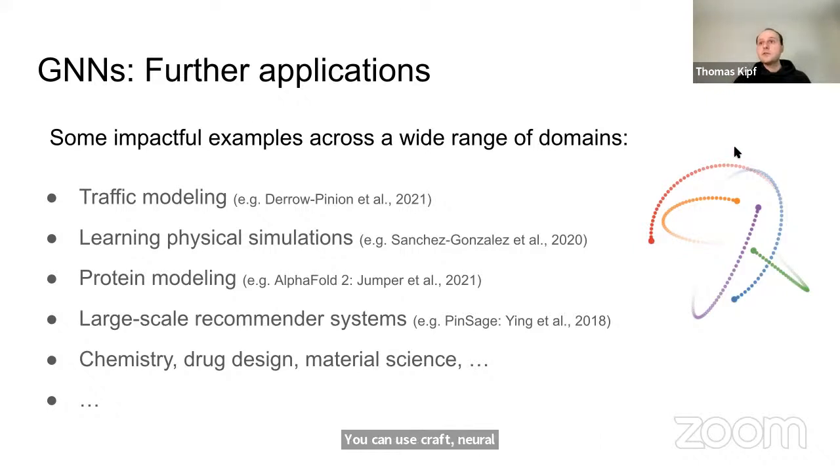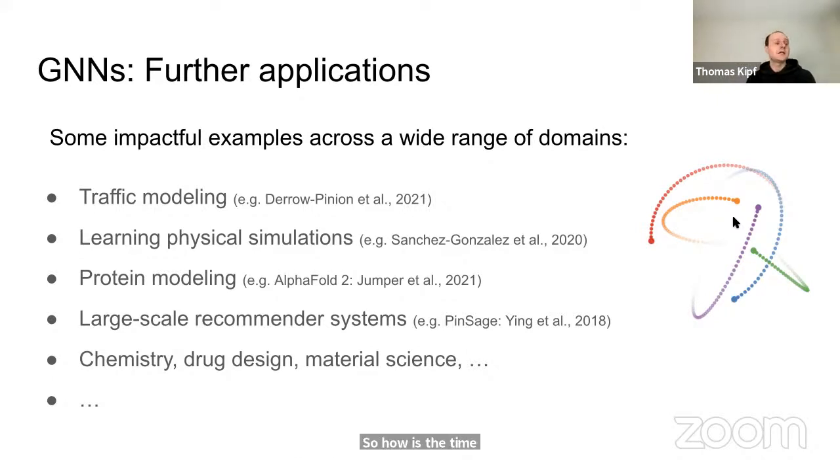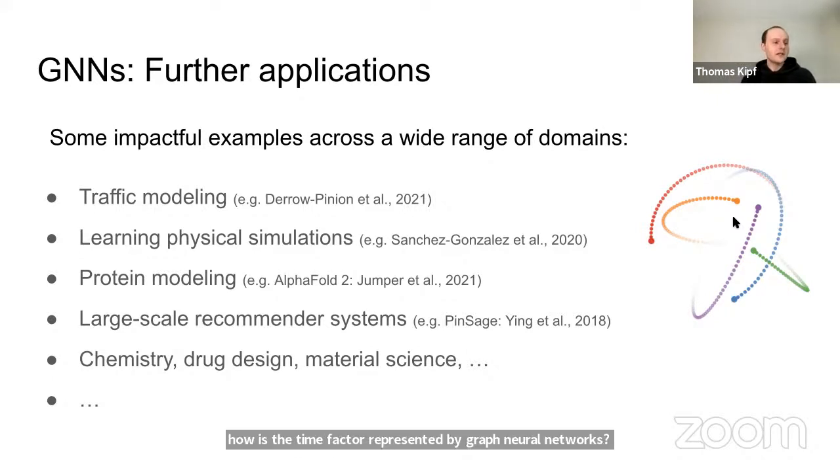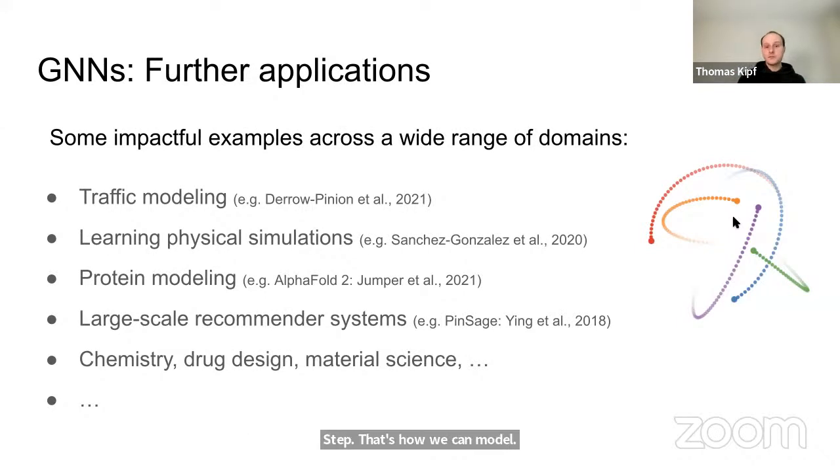I see there's one more question. The question is, many of the physical systems would be dynamic, so how is the time factor represented by graph neural networks? That's a really great question. There are basically two solutions to that. You can either view the graph as static and the features as dynamic. You just predict a new feature at a future time step from a feature at an old time step. That's how you can model dynamic information on a graph, which is what I'm going to show in a few slides.